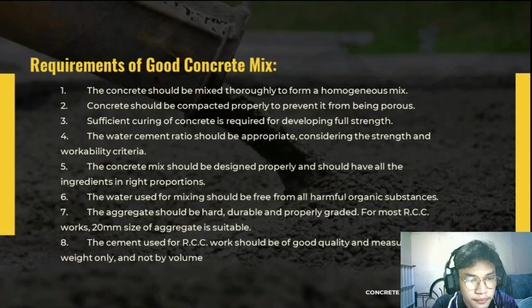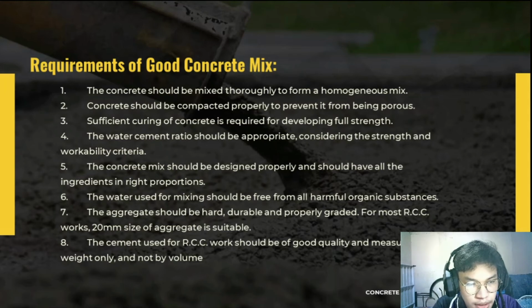Number 5. The concrete mix should be designed properly and should have all the ingredients in right proportions. Sabi dito, kailangan maging maingat tayo sa pagdadagdag at pagbabawas ng mga ingredients. Kasi kapag hindi na natin ito natansya ng tama at lumabag na ito sa lahat ng ratio, maaari yung concrete mix natin ay hindi na pumasa sa kahit ano pang ASTM standards.